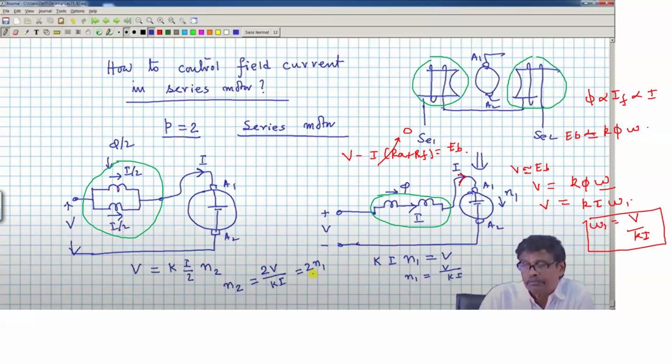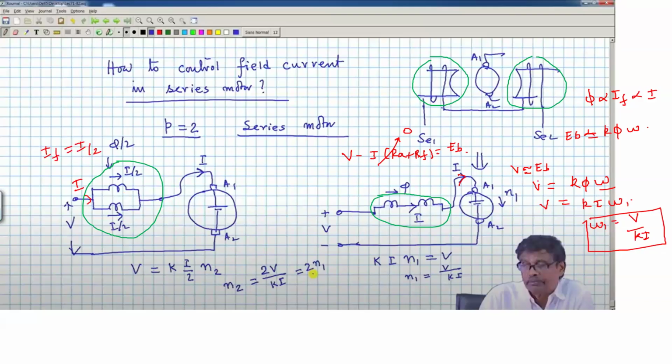Let us suppose these two windings are connected in shunt, then what happens? The current I gets divided in these two coils as I by 2. So the field current becomes I by 2, right?